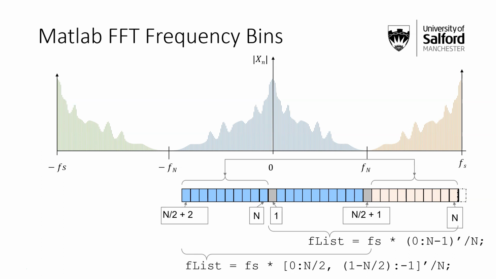And if you want that frequency list, you can build it like this, where you go from 0 up to N over 2, and then from 1 minus N over 2, so negative, up to minus 1, and divide all that by N. That's how you find the frequencies for that arrangement.